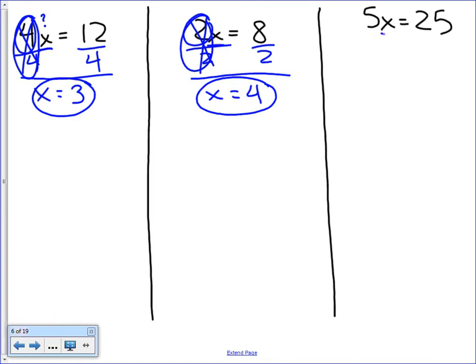Next one here, got to get the x by itself. Let's divide by 5 on both sides. So once again, these 5's are going to cancel. Whatever's in front of the x will just cancel out. X on the left, 25 divided by 5 will give me a 5.